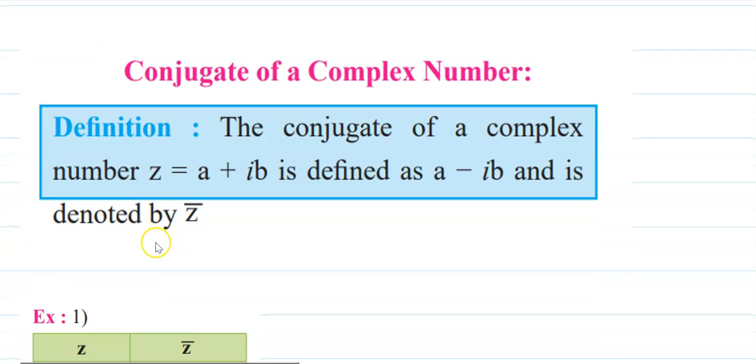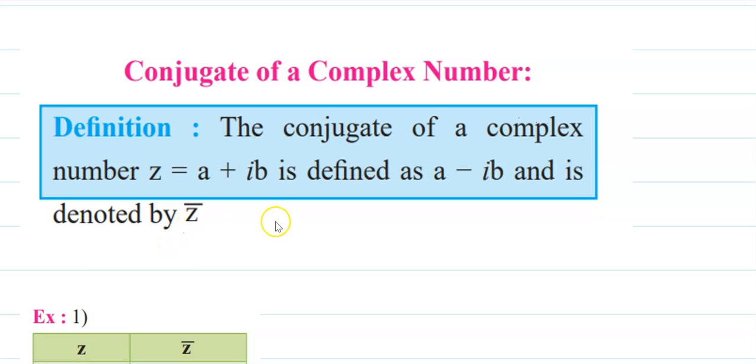Okay, now the next. Conjugate of a complex number. When you learned surds in 9th standard, you learned the conjugate part. Similarly, here is also the conjugate part. The conjugate of a complex number z equal to a plus ib is defined as a minus ib and is denoted by z bar.